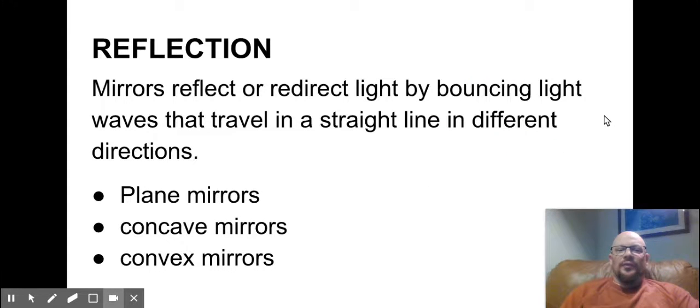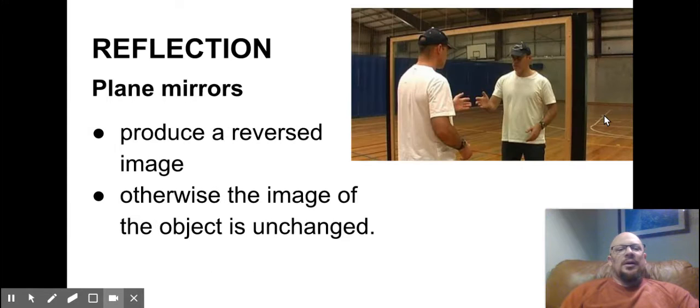So let's talk about reflection. Reflection, like a mirror, reflects or redirects light by bouncing light waves that travel in a straight line in different directions. And so, three different types of mirrors that we're going to look at: plane, concave, and convex. You see they have the same names as the lenses, but they actually operate oppositely than the lenses do.